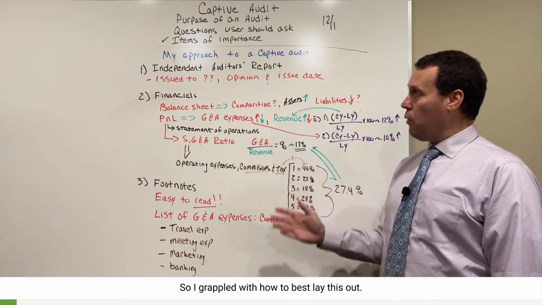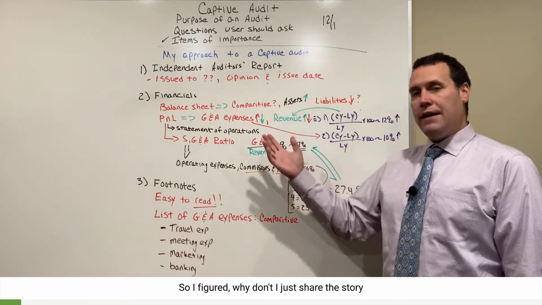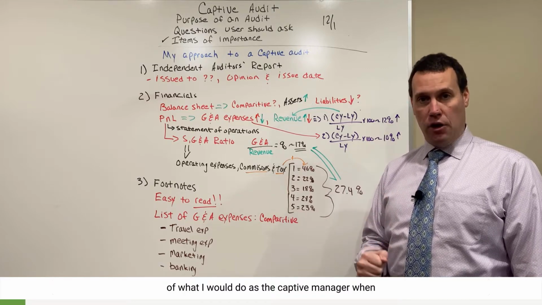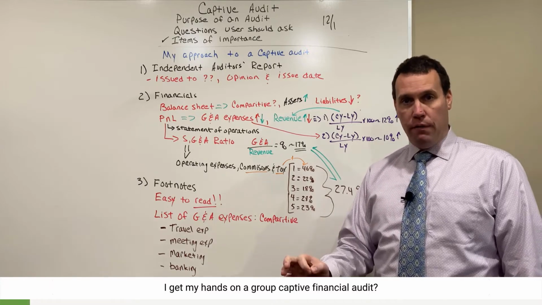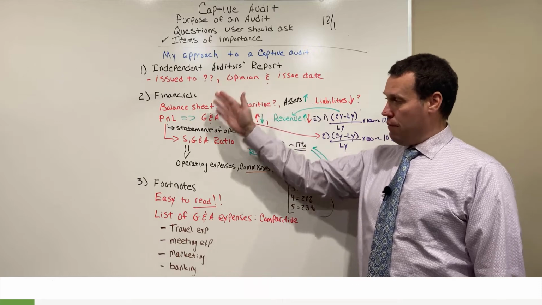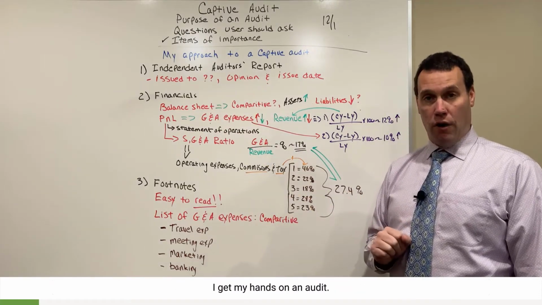So I grappled with how to best lay this out. I figured, why don't I just share the story of what I would do as the captive manager when I get my hands on a group captive financial audit. So I did that. There are three things I gravitate towards whenever I get my hands on an audit.